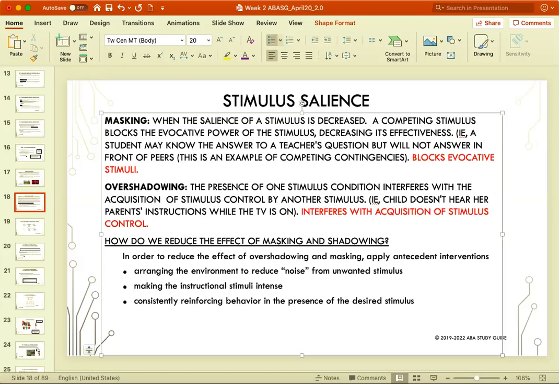Right. So Jenna said, in overshadowing, the person cannot learn it. So I'm trying to teach my dog to learn a trick, but they're so focused on the treat that he can't learn the trick. So we're looking at the competing stimulus conditions interfering with the acquisition of the stimulus control. Right. So with masking, there is stimulus control, but one competing stimulus is blocking the actual evocative power of that stimulus. With overshadowing, we have another stimulus which is sort of blocking over that.